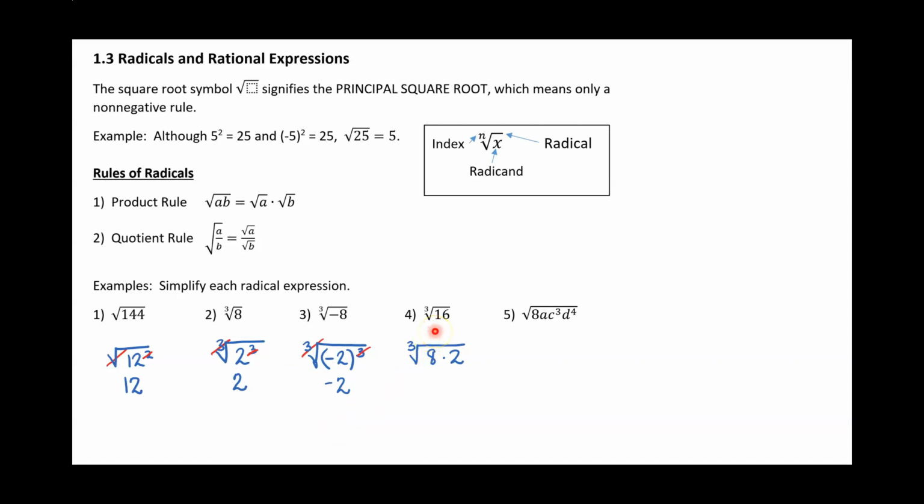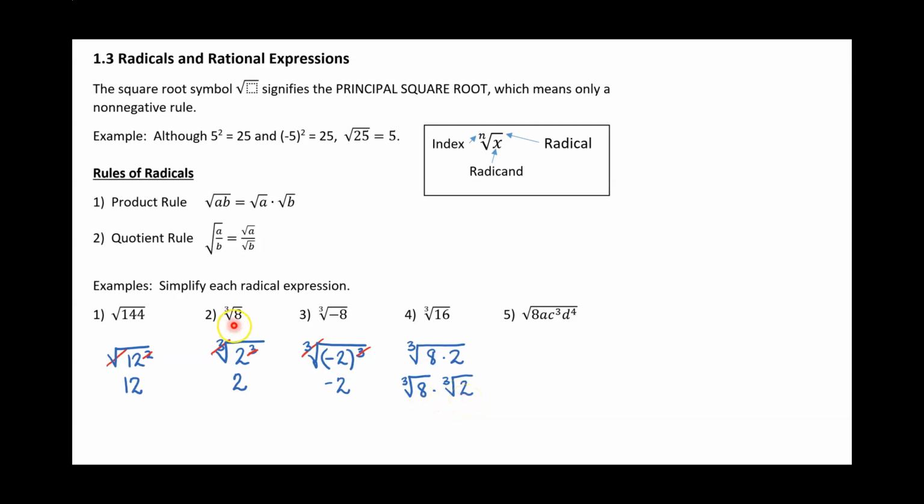So for the next one, we've got the cube root of 16. I'm going to rewrite 16 as 8 times 2. Why would I do that? Well, because over here, we've already seen that we can simplify the cube root of 8 down to 2. So if I have the cube root of 16 and I rewrite it as the cube root of 8 times 2, I'm going to use our product rule right up here. That enables me to write this as two separate radicals. So I can write that as the cube root of 8 times the cube root of 2.